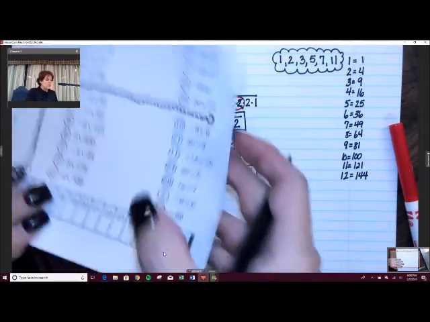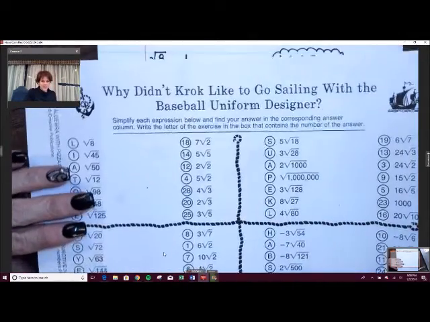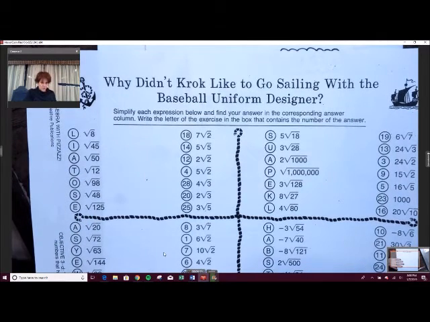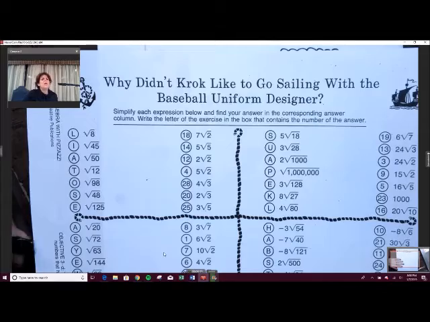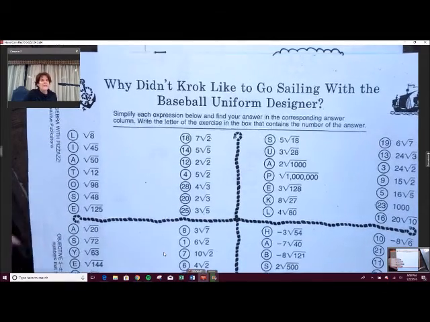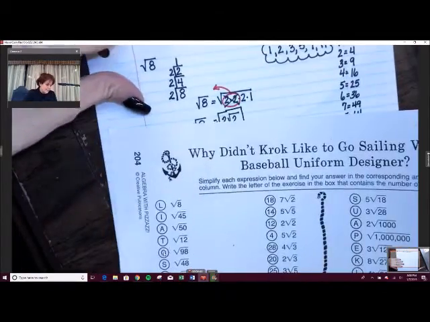Okay, so you should have a paper, and if you haven't gotten it yet, you want to get it. Why didn't Croc, I don't know, like to go sailing with baseball uniform designers? Oh my gosh, I should go to bed.